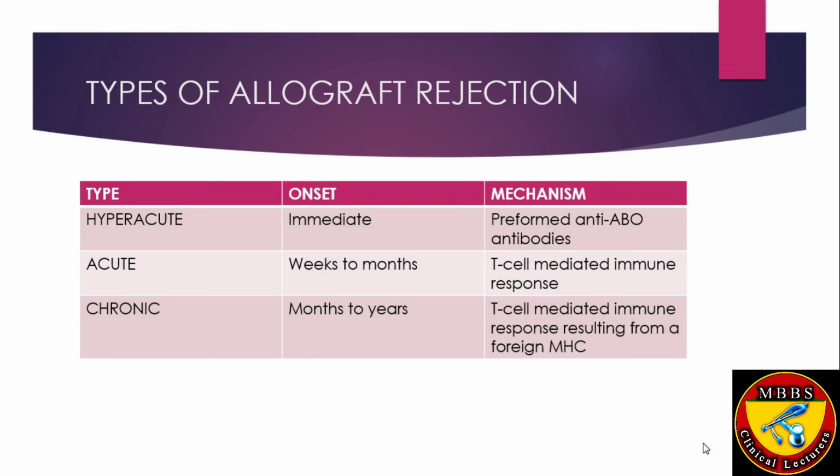Then we have the second one, which is the acute allograft rejection. It takes weeks to months. It's a slower process, and this is a T cell mediated immune response directed against a foreign MHC. You can appreciate the inflammation and leukocyte infiltration of the graft vessels, and this is the most common type of allograft rejection.